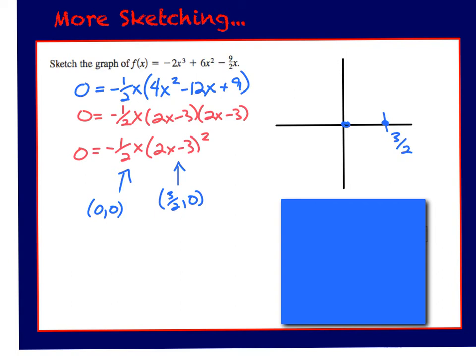But what's happening at 0, 0? This one cuts. What happens at 3/2, comma 0? That one bounces. All right, because it has technically what's called an even multiplicity. I don't really care for that word, but that's really what it's called. Negative 2x cubed. Where does this thing start? Up. Where does it end? Down. Which one's it going to cut through? 0, 0. And then when it gets to 3/2, it's going to bounce back.